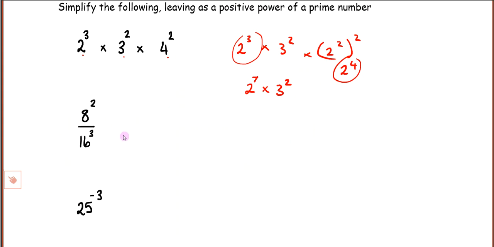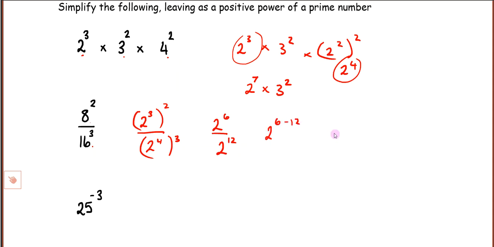This one. So the clue is the prime numbers are there, the 2's. I gave you that list of numbers to recognise. So this is 2 cubed squared and 2 to the power of 4 cubed. So that's 2 to the power of 6 divided by 2 to the power of 12. So we would do 2 to the power of 6 minus 12, which is 2 to the power of negative 6, but it must be a positive power. So we do 1 divided by 2 to the power of 6.